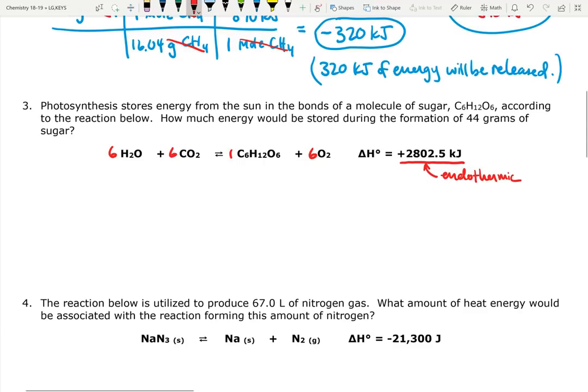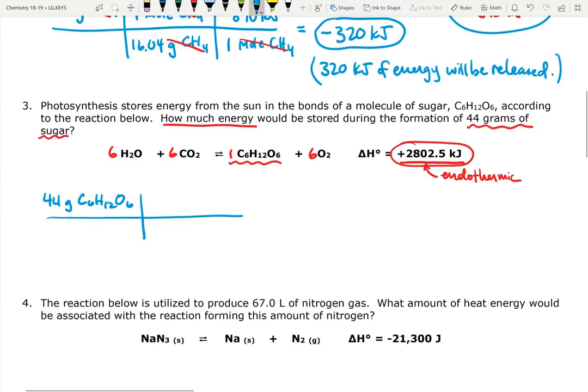Which part is this question asking about? Well, it says how much energy, so we are going to use our 2802 kilojoules, will be stored during the formation of 44 grams of sugar. And that's this guy right here, sugar. So we want to talk about 44 grams of C6H12O6. And you're welcome to just write the word sugar if you'd rather do that.